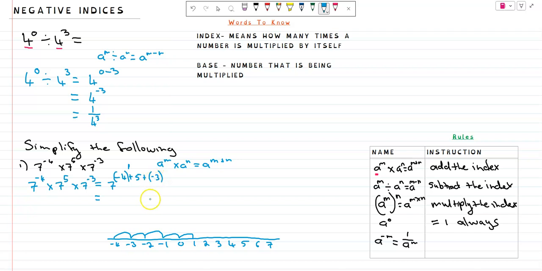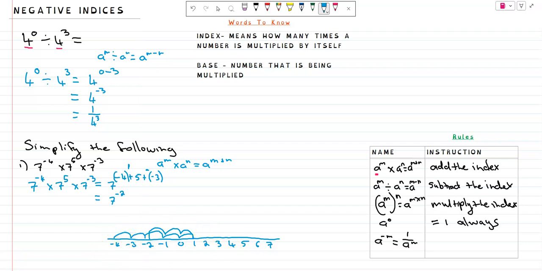And 1 minus 3. Okay, so now we need to go back again, because remember, a positive and negative makes a negative. Then we need to jump backwards 3 times. So 1, 2, 3, and we land on negative 2. So our answer here would be 7 to the power of negative 2.